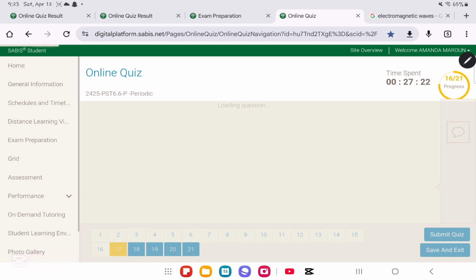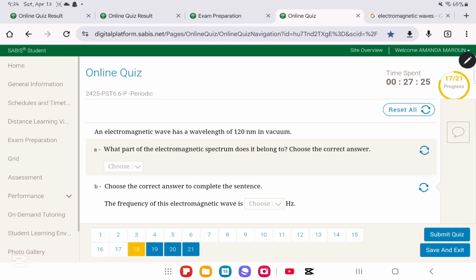Okay, we move on to question number 18. In question number 18, it says, what part of the electromagnetic spectrum does this electromagnetic wave belong to if it has a wavelength of 120 nanometers in vacuum?